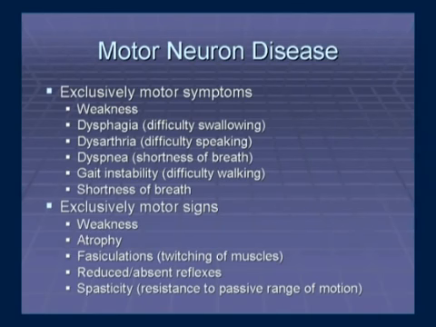It can cause trouble with gait stability, not only because of weakness from a lower motor neuron problem, but upper motor neuron problems can cause something called spasticity, making it very difficult to walk. Shortness of breath we talked about. The signs on examination are the analogs to everything there.